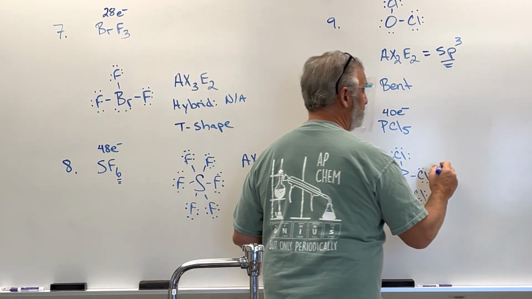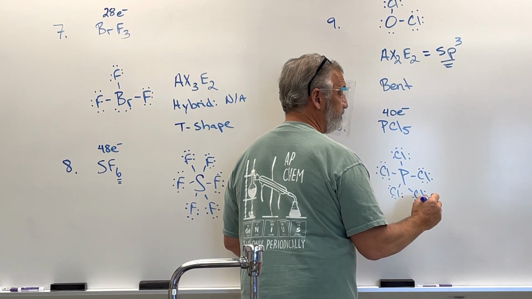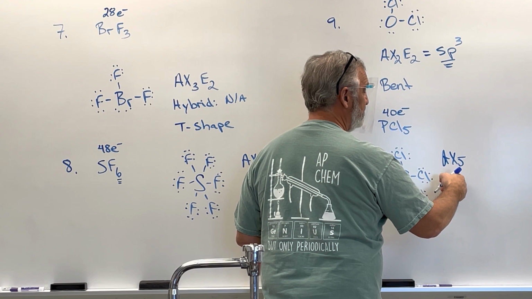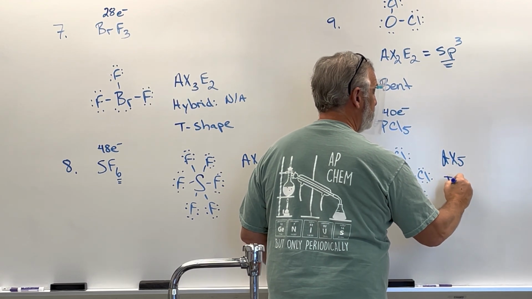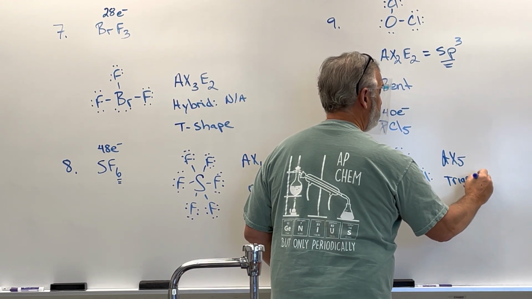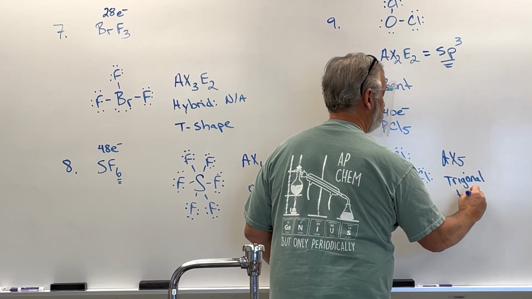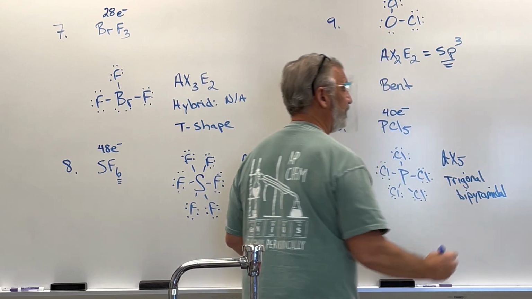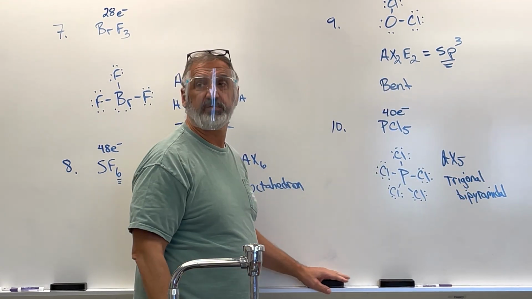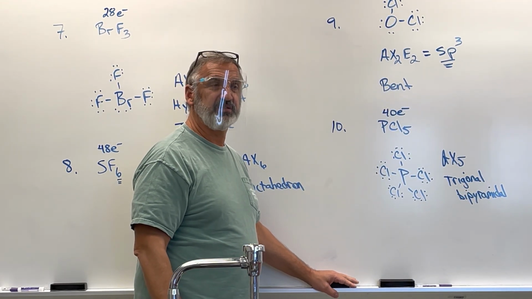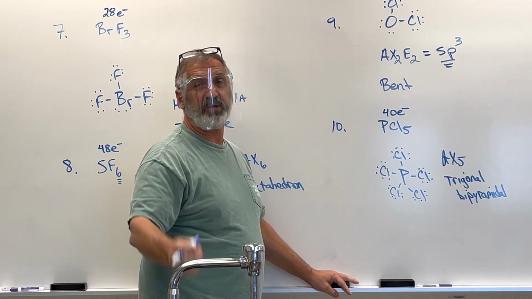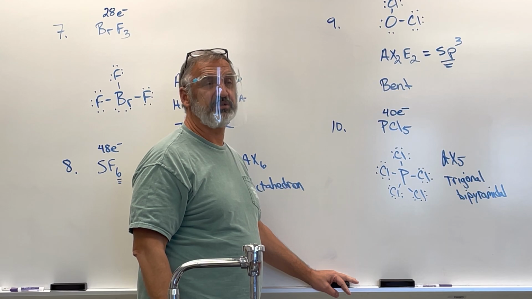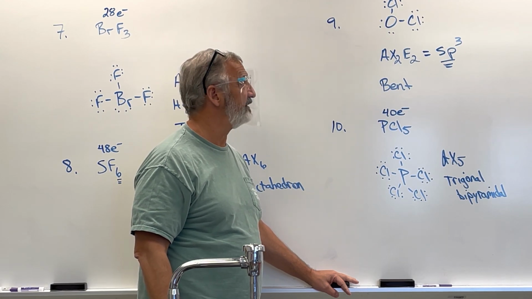So the AX formula is what? AX5. No hybridization on this, but the shape is going to be trigonal bipyramidal. Trigonal bipyramidal. Y'all seen this? Okay, if y'all that are watching this at home, if you have any questions, this is where you have to email me. You have to touch base or see me in class tomorrow and ask questions about it.